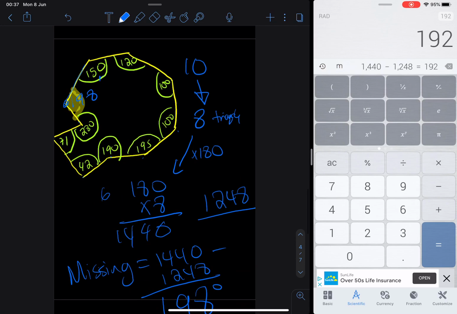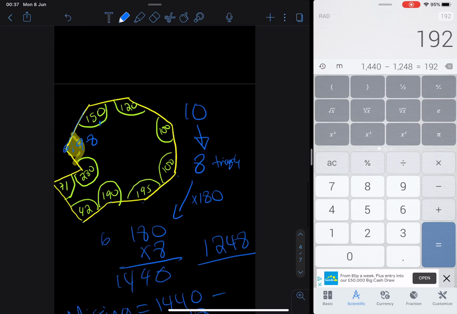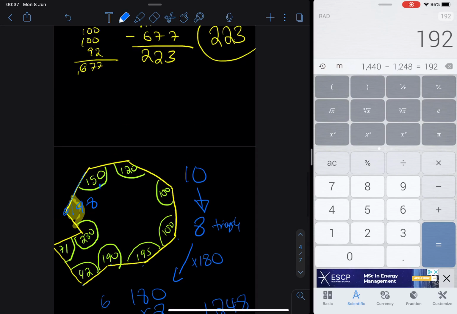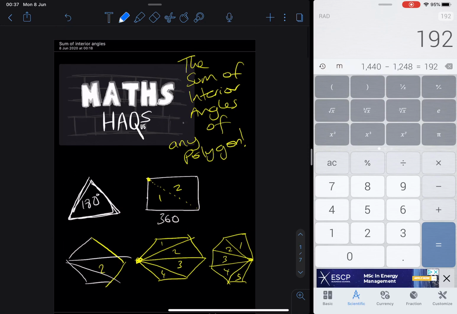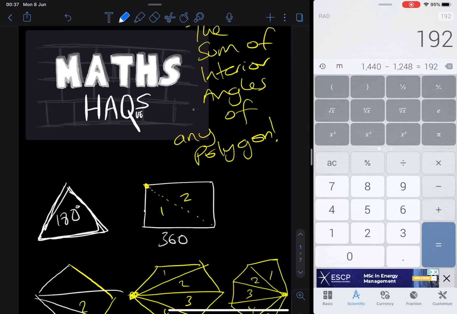Now, I could have chosen slightly easier numbers and it is not drawn properly, so apologies for that, but hopefully this makes it a bit easier for you to work out the sum of interior angles of any polygon.